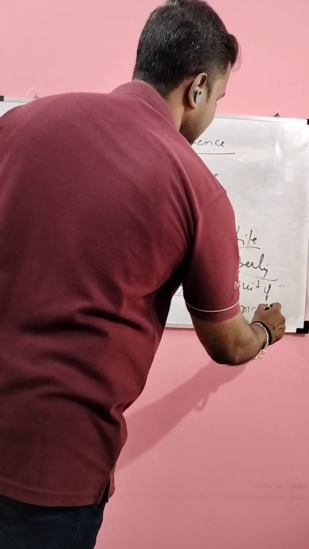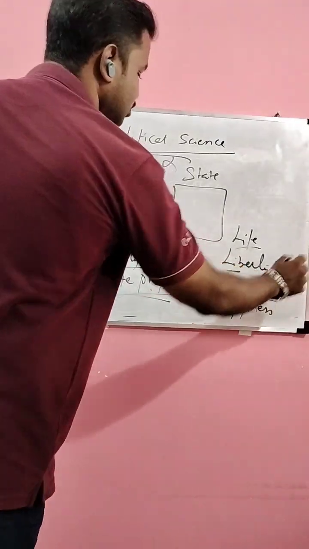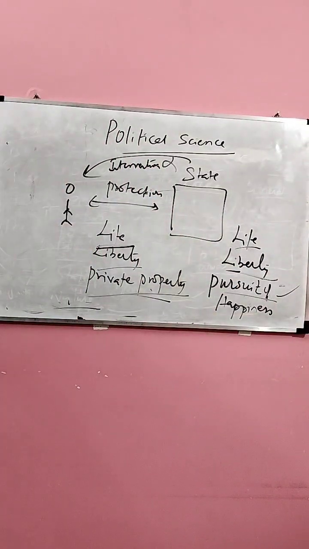So British liberals gave importance to private property. American liberals did not give importance to private property. They gave importance to the pursuit of happiness. Got it? So life, liberty and pursuit of happiness were the important ideals of American liberalism.